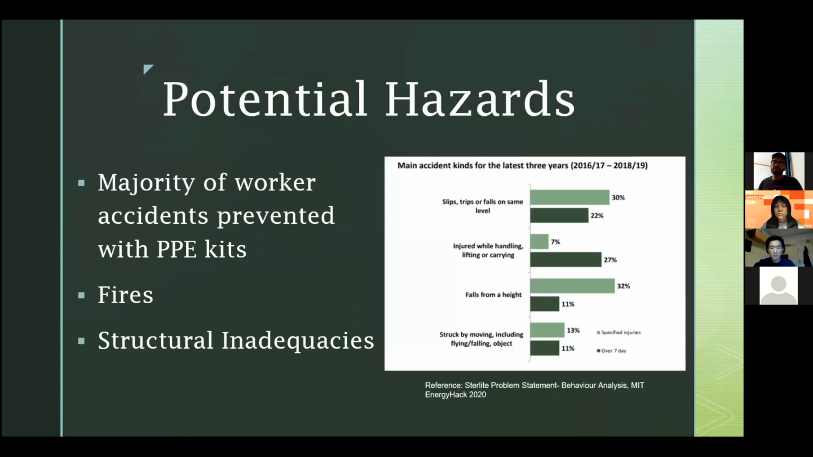So we've identified three major hazards that we've chosen to tackle. These involve risks relating to lack of personal protective equipment, fires, and structural inadequacy.